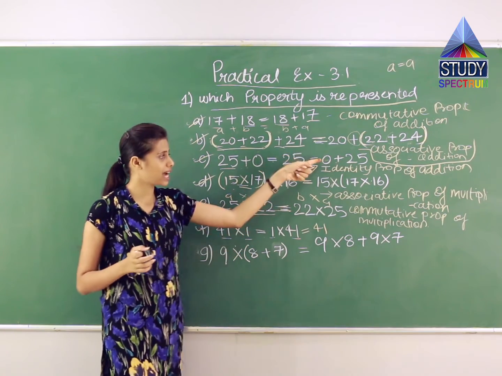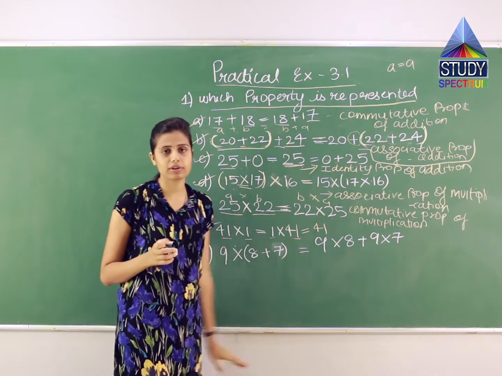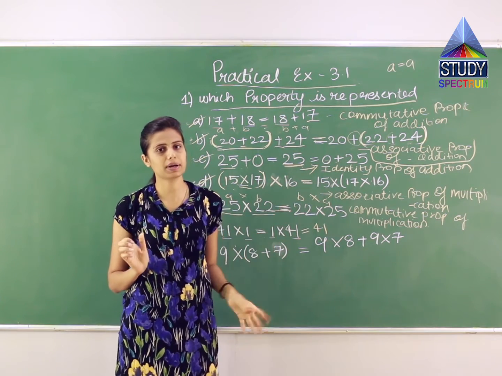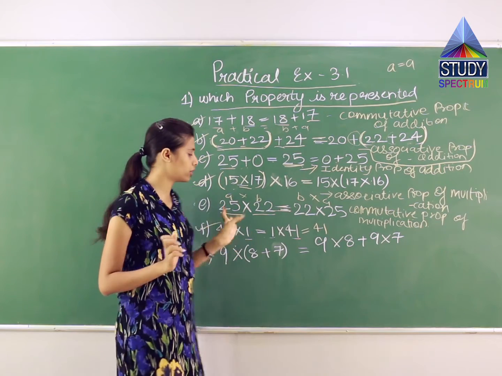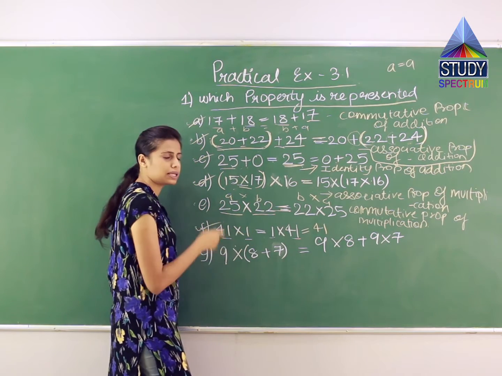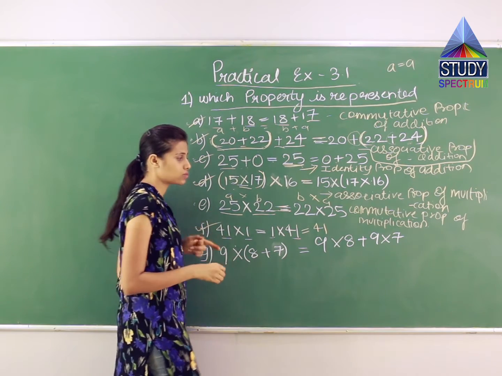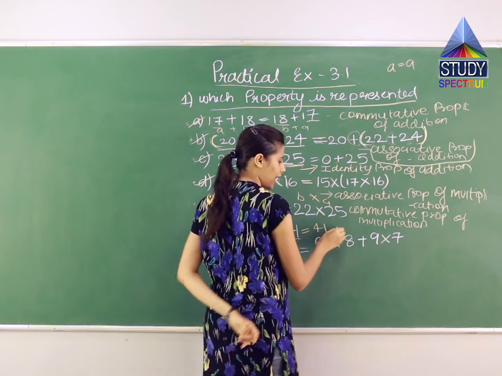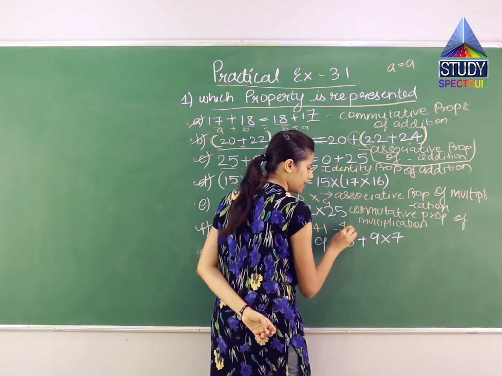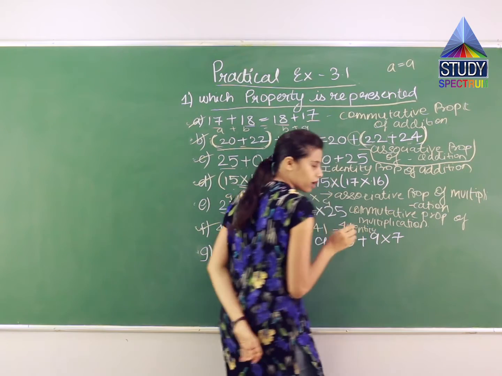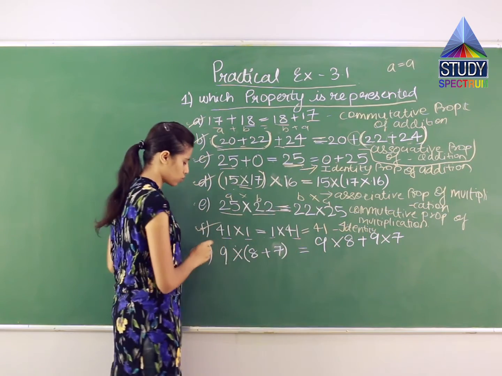Like over here 0 was added, still the number was 25 itself. Means a number operated with something gives the number itself will be identity property. Over here also I am multiplying 41 by 1, but the answer remains the same, which is 41 itself. So it is what? Same, right? Like identical twins. So it will be identity property. Right? Now the next question.